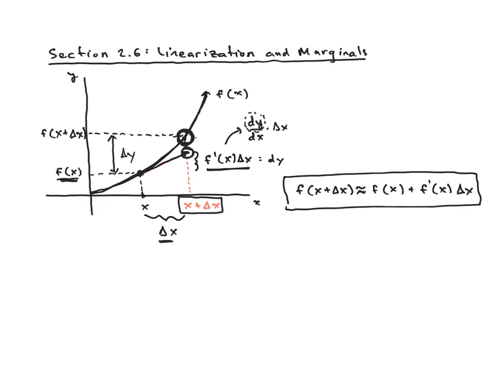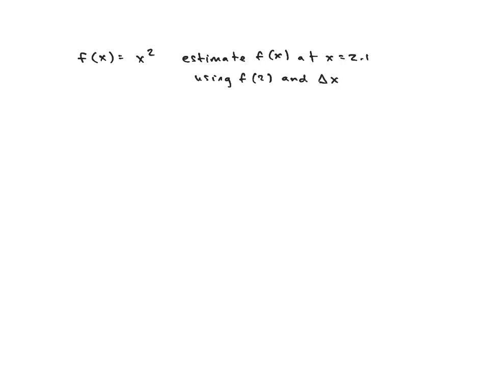Okay, so let's look at a couple examples of where this might be useful. Let's say that f of x is equal to x squared, and we want to estimate f of x at x equal to 2.1 using f of 2 and delta x equal to 0.1. If we were to graph something like this, we would get a parabola.